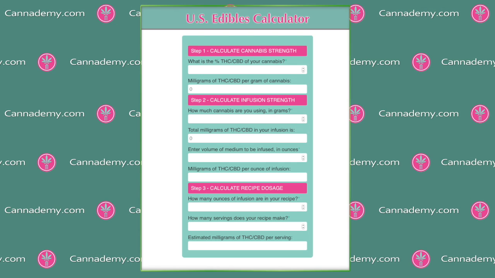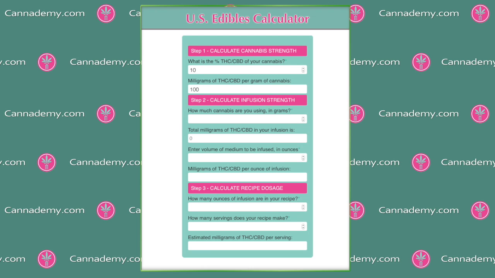Okay, let's get started. For both edibles and topicals calculations, we first need to know the strength of our cannabis. So step 1 of our example is calculate the cannabis strength. For our example, we're going to use cannabis that is 10% THC, as that's the national average, and also 10 is a nice round number that makes it easy to understand.